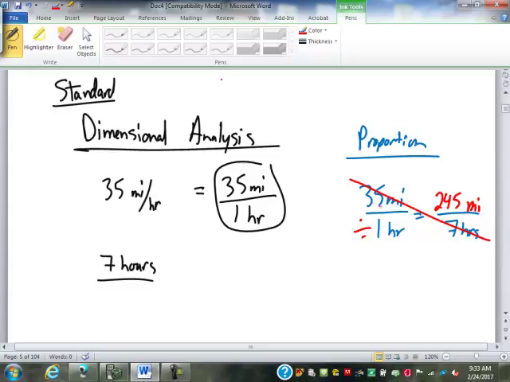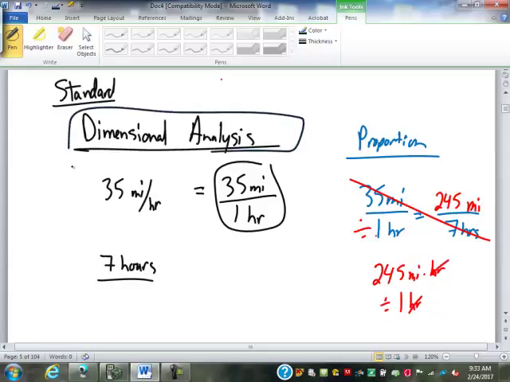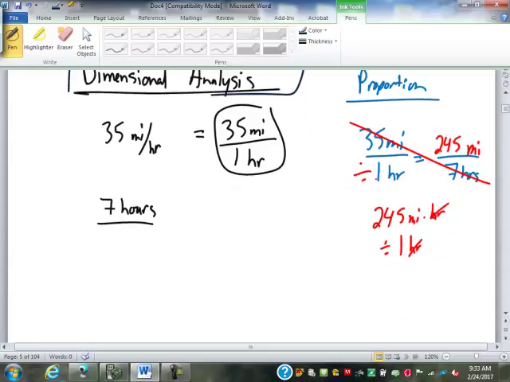If you look at the units, 35 times 7 is 245. Miles times hours would be a mile times an hour. And then we divide by the 1 hour. When you divide by the 1 hour, the hours divide out and you are left with miles. Well, in a proportion like that, cross-multiplying and dividing, it's a little bit clumsy. So it's easier to use a little more straightforward form of dimensional analysis, which is, I'm going to take my 7 hours and I'm going to convert it into miles.